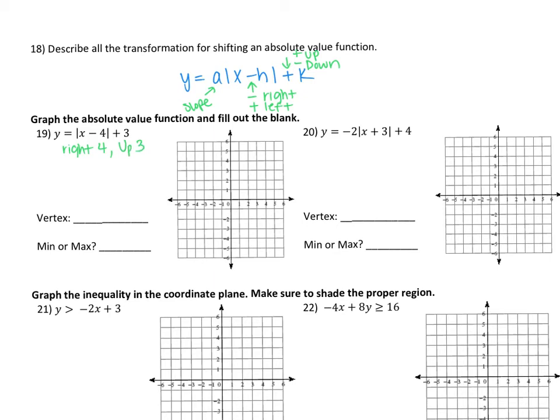And so if I go from the origin, you always start at the origin, we're going to go right 4, up 3 and plot our point. So this is hitting at 4, 3.